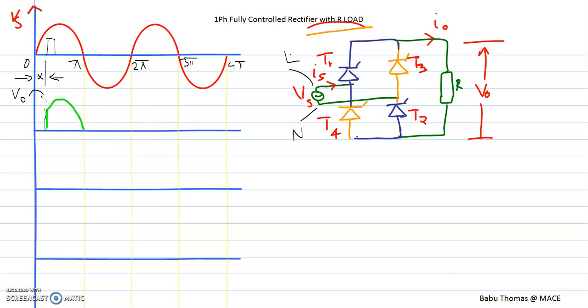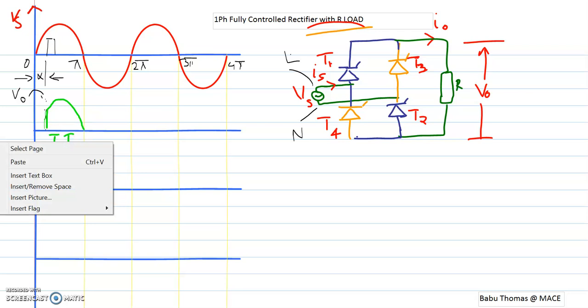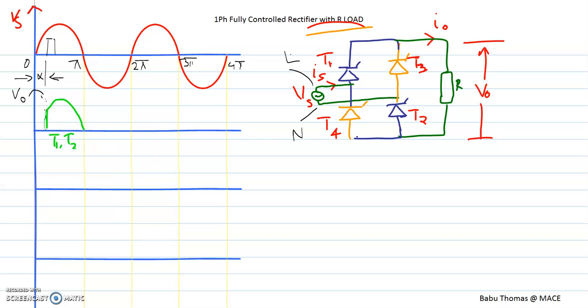T1 and T2 are conducting. So this is the period for T1 and T2. Now you can also see how the current will behave. The current is also going to behave in the same manner as your output voltage V0, because that is the resistive load. So both of them will be in phase with each other. So I will plot my current I0. I0 will also be of the same manner, like this.